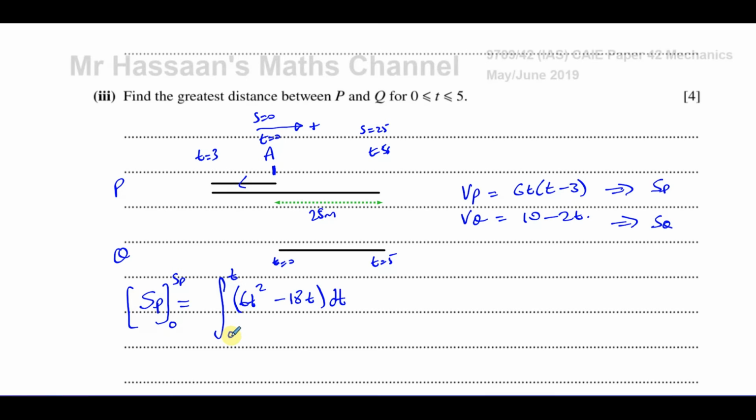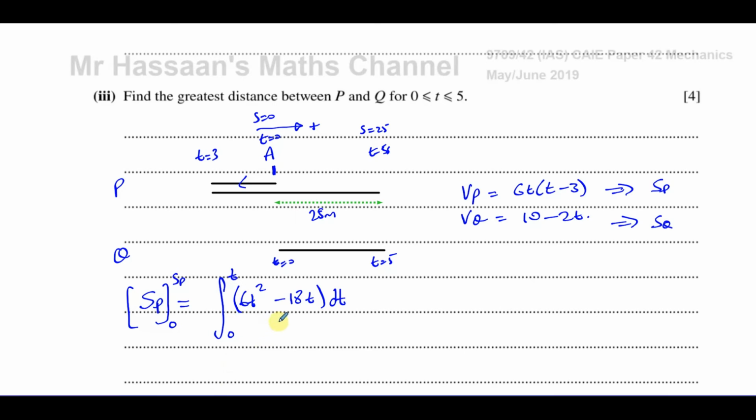Okay, and I should get exactly the same answer. Sorry, s is 25. When s is 25, t is 5. And I should end up with exactly the same expression either way, because those are pairs of values: that's s when t is 0, and that's s when t is 5.